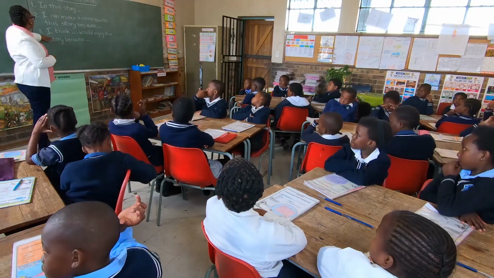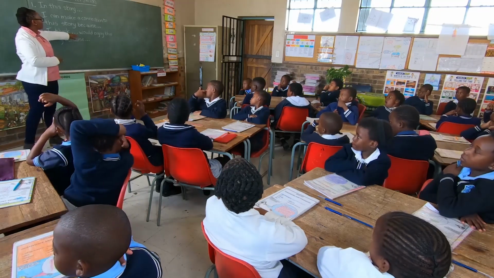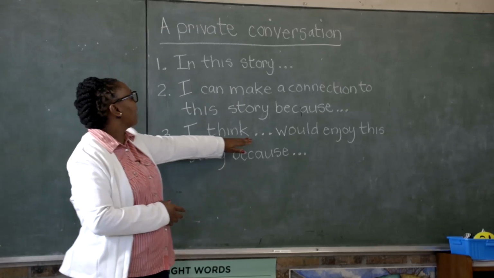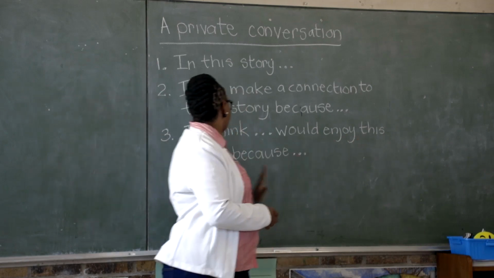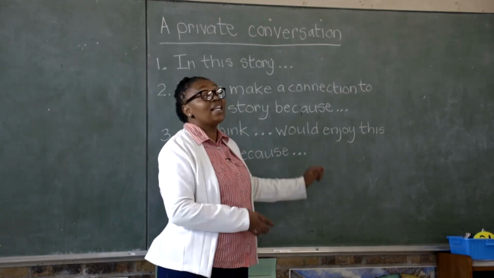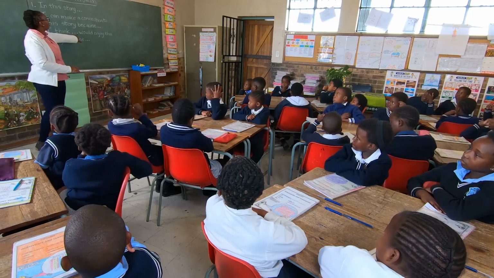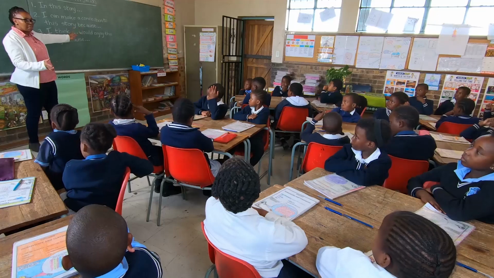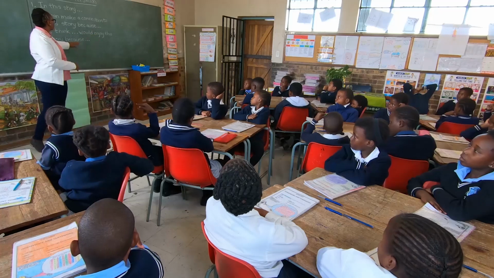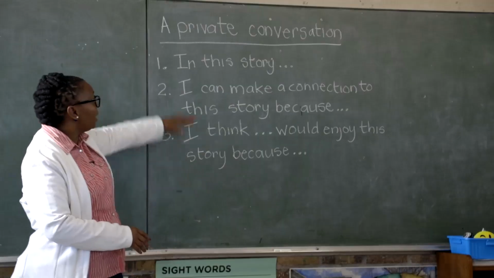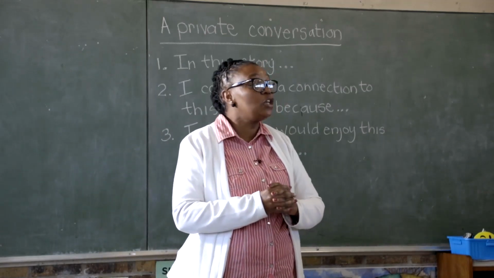Right. The next one is, I think, now this 3 dots means somebody else. I think my brother would enjoy this story because he loves funny stories. Anything that you want to say. So here you would put the name of the person. I think so-and-so would enjoy this story because. Right. Do we understand what we have to do? Now, you are going to do this in your groups.